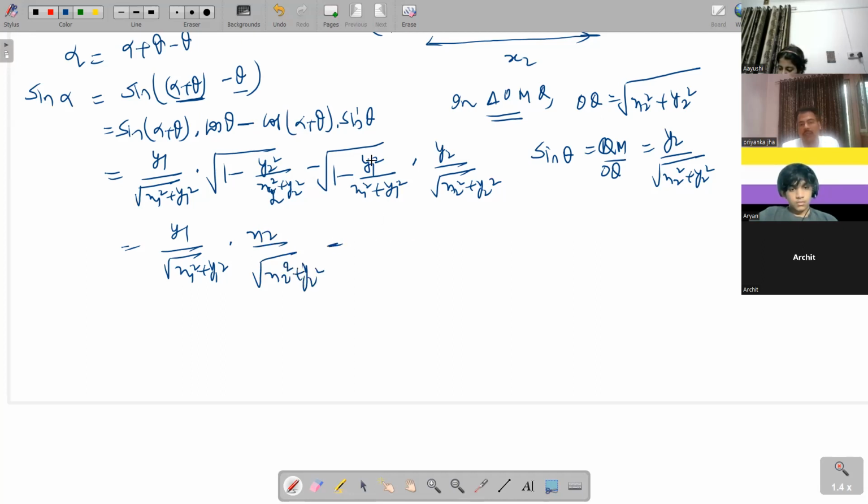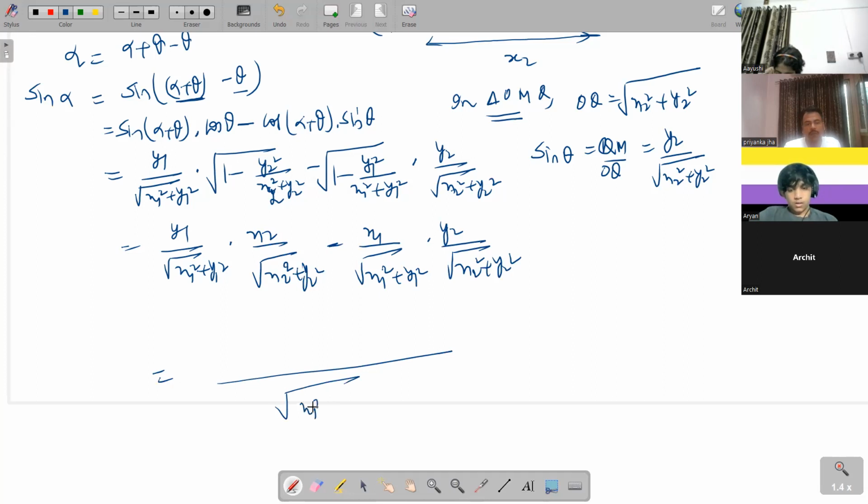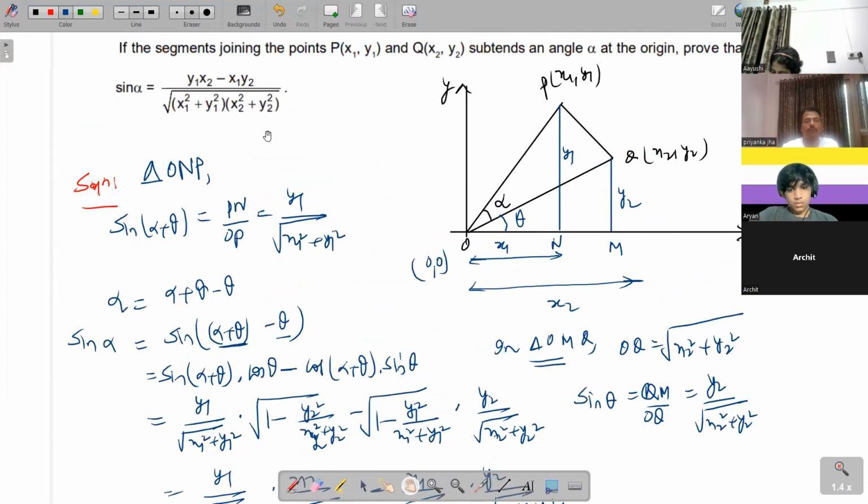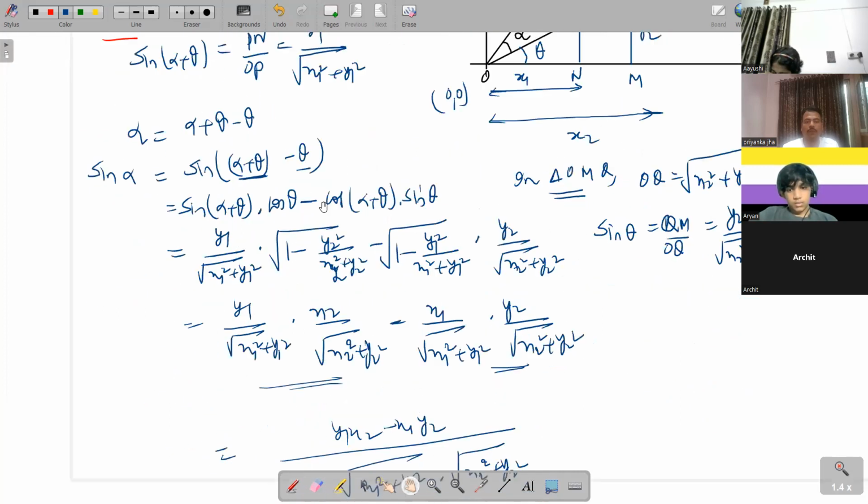From here, same thing, if we take LCM, y1 square cancels, and then x1 will come out, like this, x1 square plus y1 square into y2 upon under root x2 square plus y2 square. So now if you take LCM, you have the same thing in the denominator, here as well as here. So this will be y1 x2 minus x1 y2. So this you have to do.